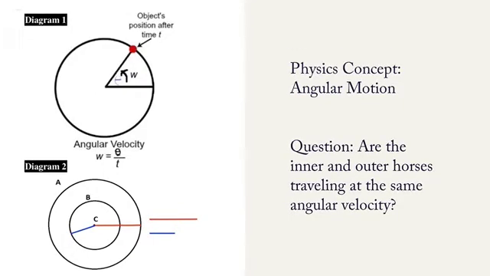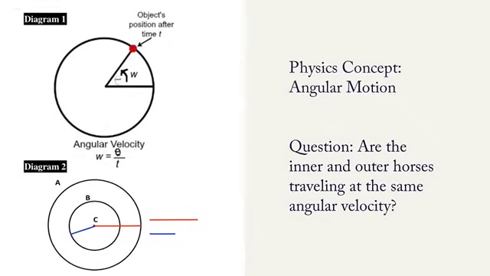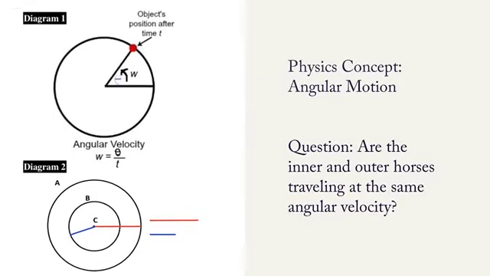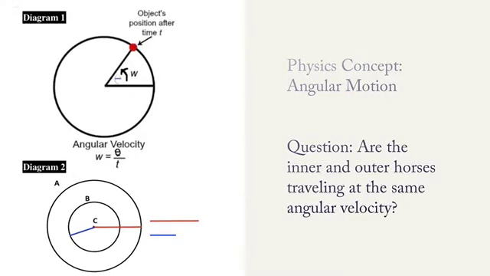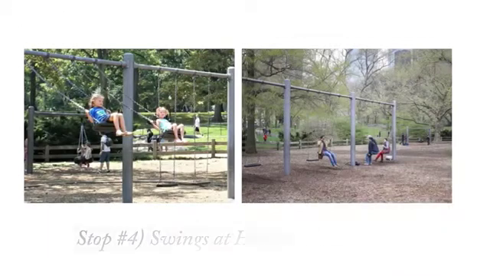The horses on the outer layer of the carousel are actually moving at a higher velocity because they are traveling a greater distance than the inner horses during the same time interval. You can see in diagram 2 that the horses farther from the center of the carousel will have to travel a greater distance over time.